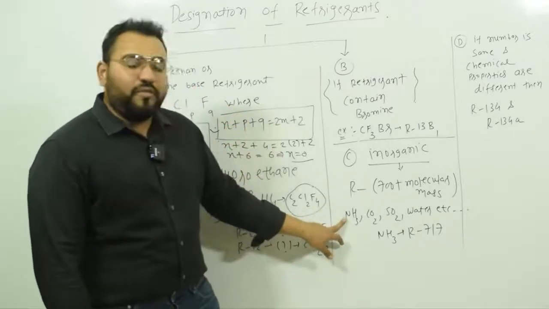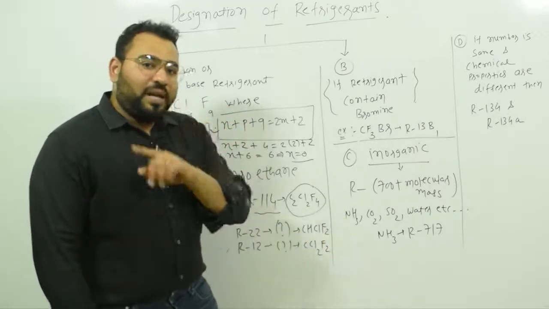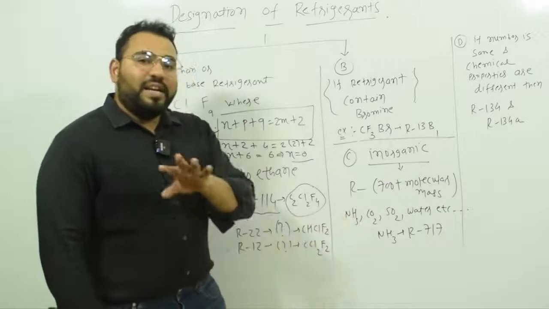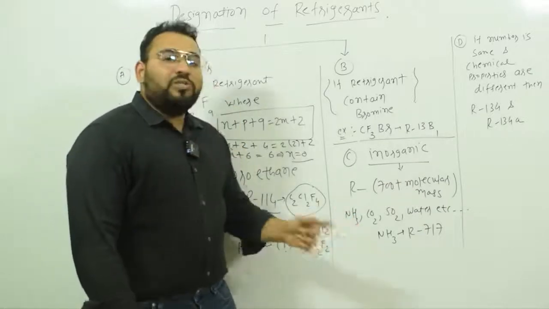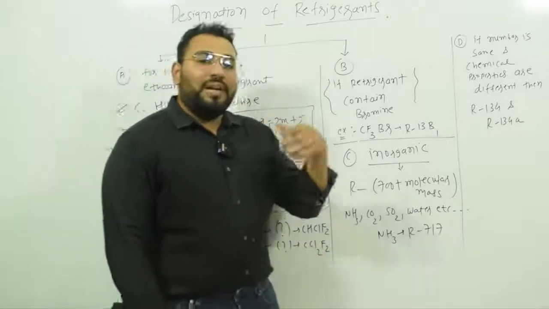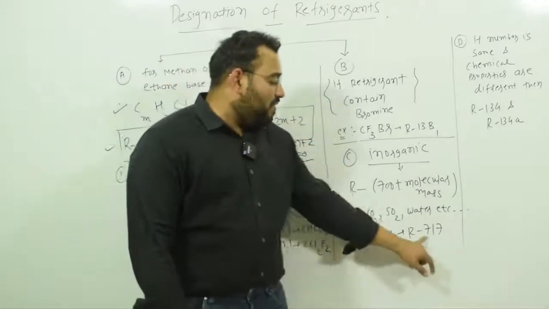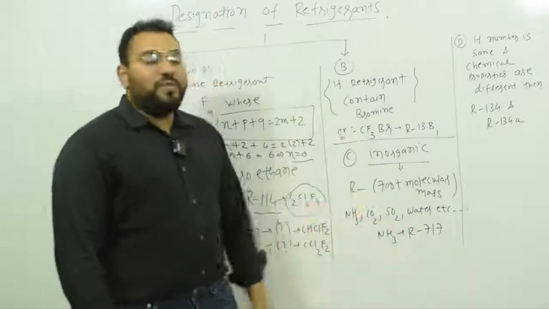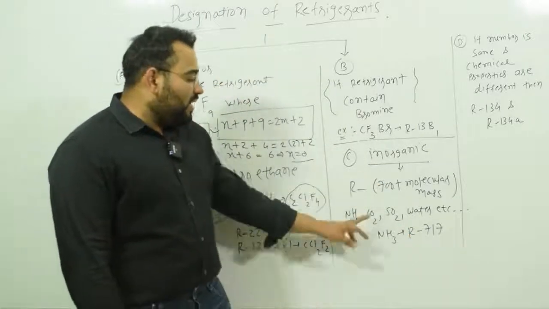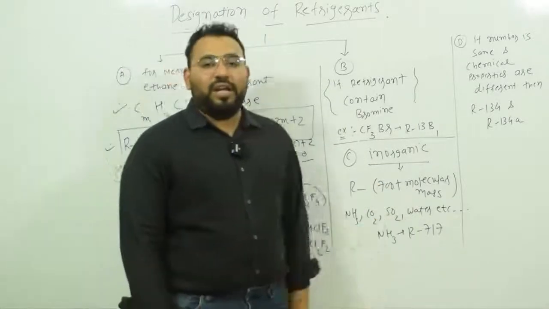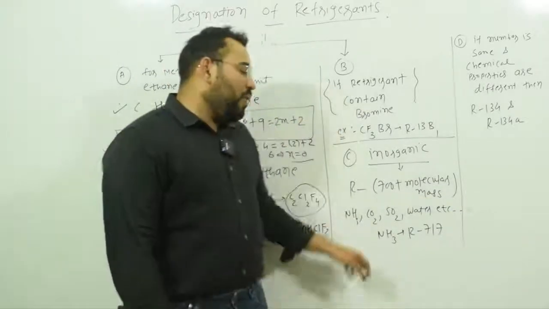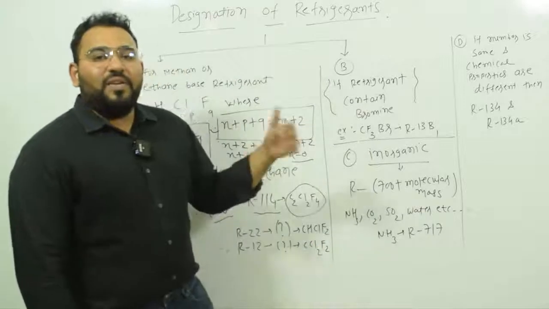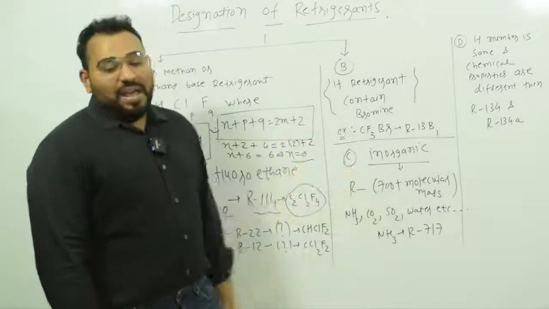So I know that nitrogen is 14 and hydrogen is 1. So 14, but hydrogen has 3 atoms. So 14 plus 3, that means 17. So the molecular mass of NH3 is 17. So 700 plus 17. So it will be R717. So this is how you will give the name. So similarly you can give the numbering to CO2, SO2 and water. Give me the answer in the comment section. Okay, so you just have to remember the molecular mass of this and add 700 to that and you will find your answer.